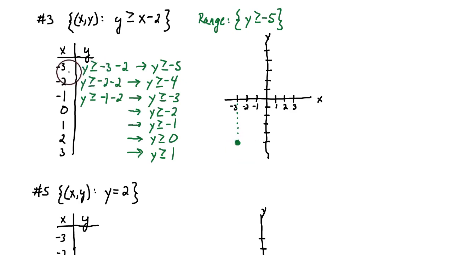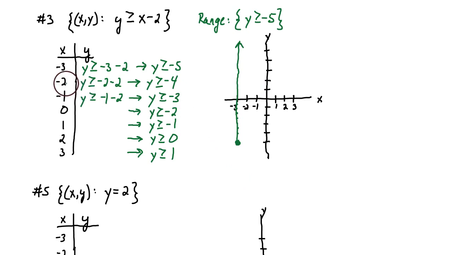Now, it doesn't say that when x is negative 3, y only equals negative 5. It says that y is anything greater than or equal to negative 5. To show that, you draw a vertical line coming up from that endpoint dot, and draw an arrow on it to show it continues upwards forever.